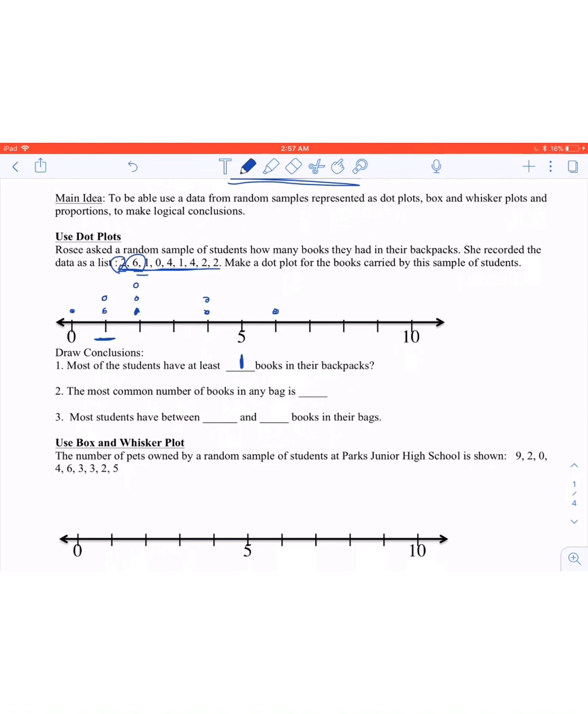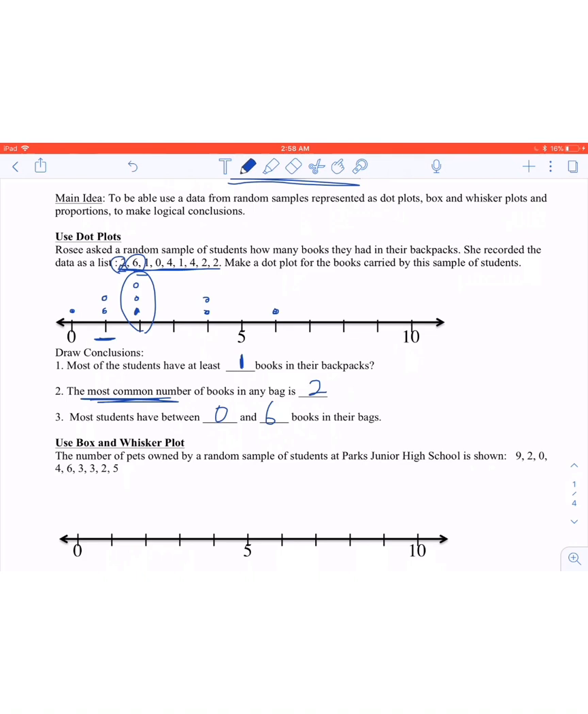The most common number of books in any bag is, most common meaning which number is represented the most. In this case it would be 2 books. Number 3, most students have between blank and blank books in their bags. It's talking about from the smallest to the highest. The smallest is 0 all the way to 6 books. Those are some of the conclusions that we can make based on the dot plot. A dot plot is just to represent what numbers are representing the data.